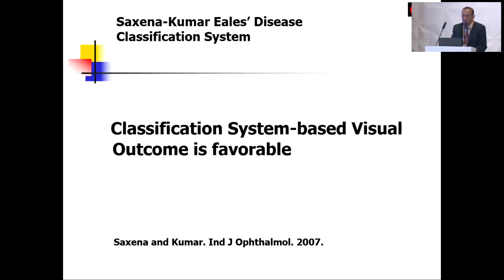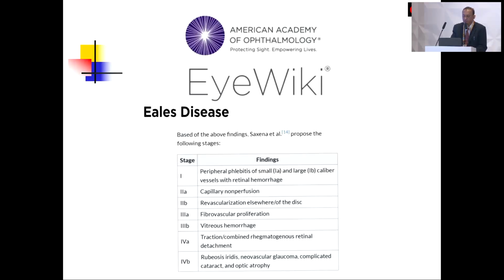So our classification system has had a favorable visual outcome if the patient is treated well, based on this grading and the management strategy system. And now, over the past few years, our classification system has been included in the American Academy of Ophthalmology as the standardized classification system for Eales. So now that is the global standard of care for Eales disease. And all the stages we had proposed 20 years back are now with the American Academy.